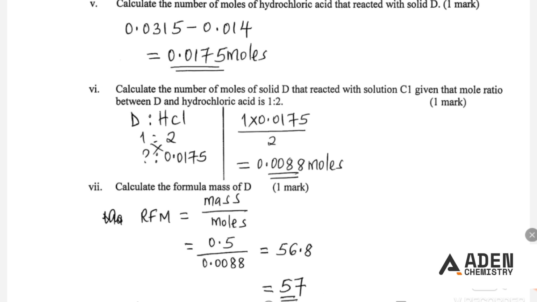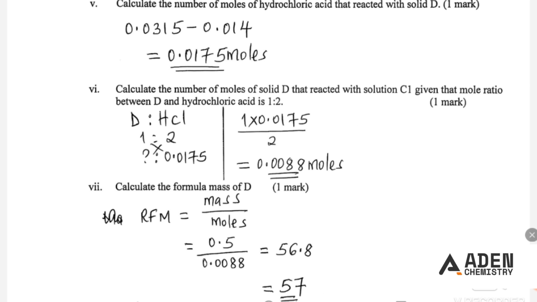Roman 6, calculate the number of moles of solid D that reacted with solution C1, given that the mole ratio between D and hydrochloric acid is 1:2. So 1:2, we know the number of moles of hydrochloric acid that reacted with D. It is 0.0175. So the other one will be 0.0088 moles.